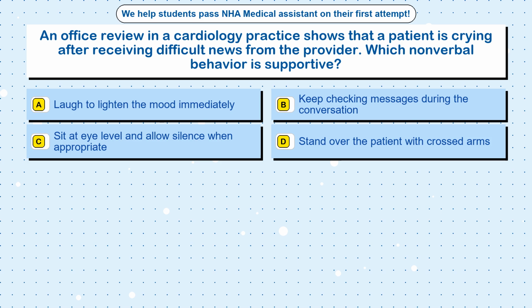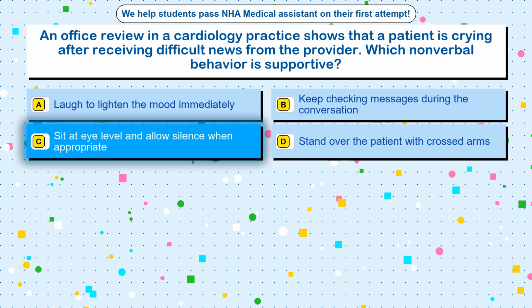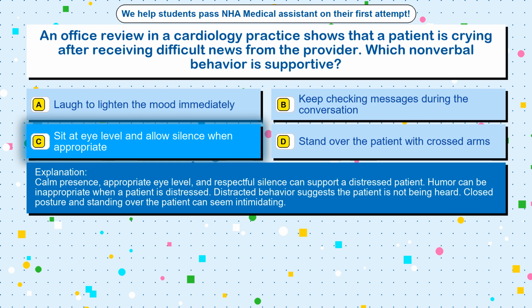Option A. Laugh to lighten the mood immediately. Option B. Keep checking messages during the conversation. Option C. Sit at eye level and allow silence when appropriate. Option D. Stand over the patient with crossed arms. The correct answer is option C. Sit at eye level and allow silence when appropriate. Calm presence, appropriate eye level, and respectful silence can support a distressed patient.